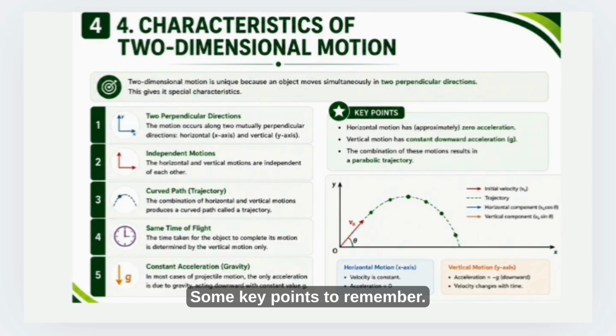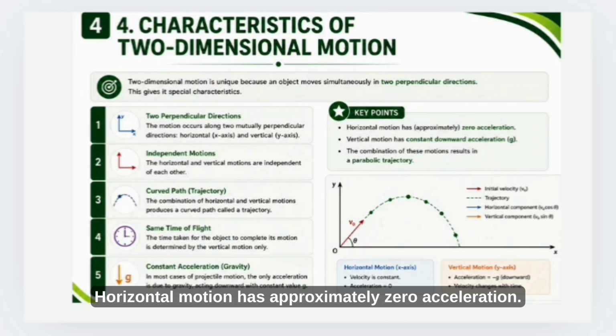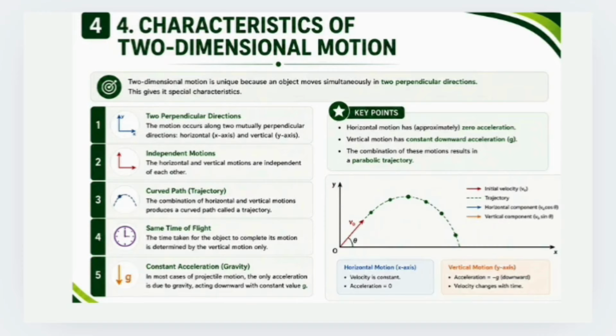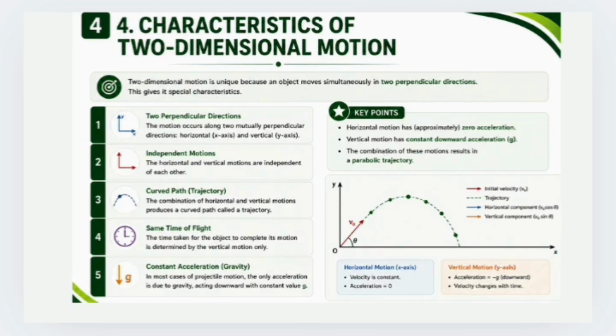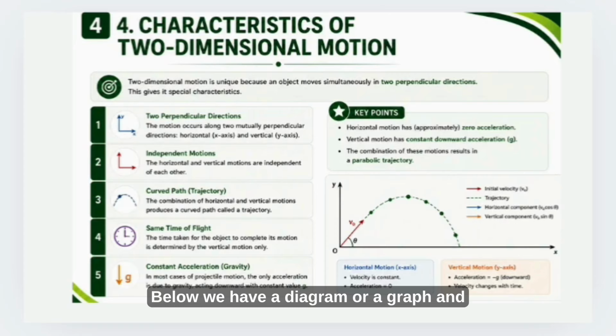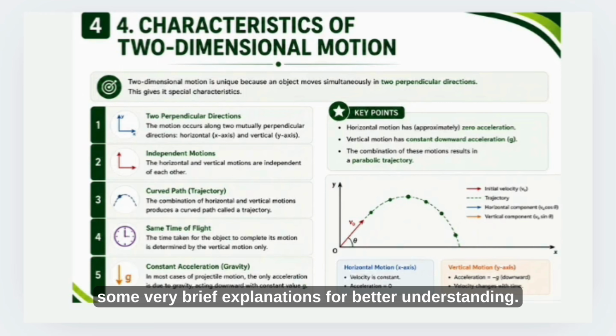Some key points to remember. Horizontal motion has approximately zero acceleration. Vertical motion has constant downward acceleration. The combination of these motions results in a parabolic trajectory. Below we have a diagram or a graph and some brief explanations for better understanding.